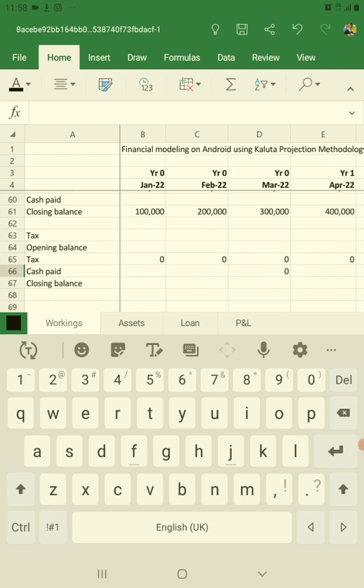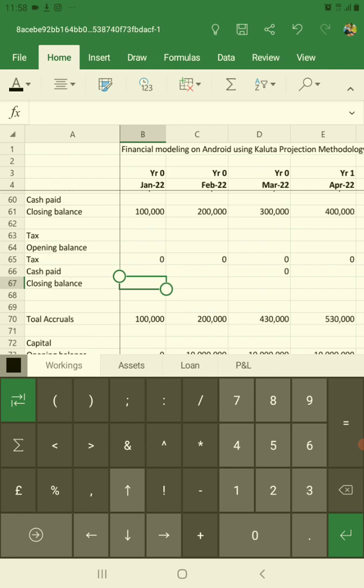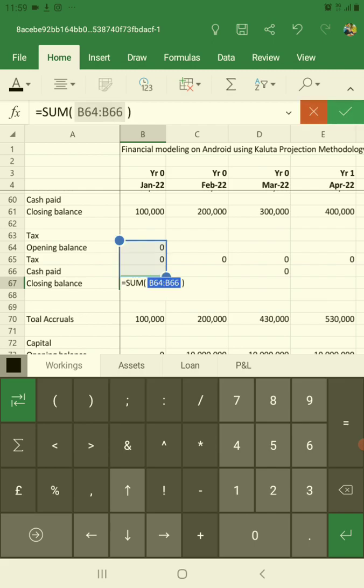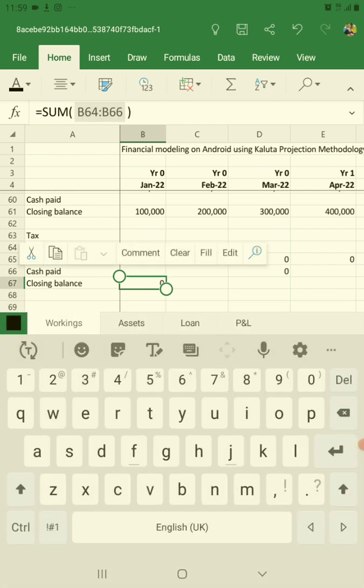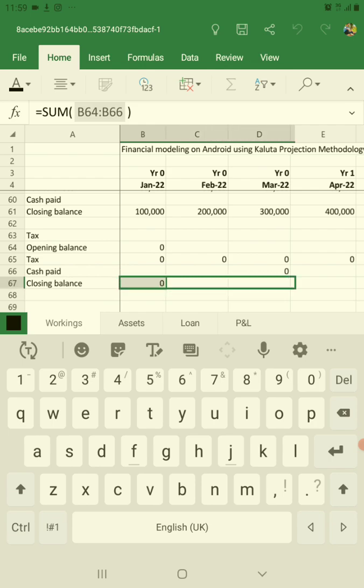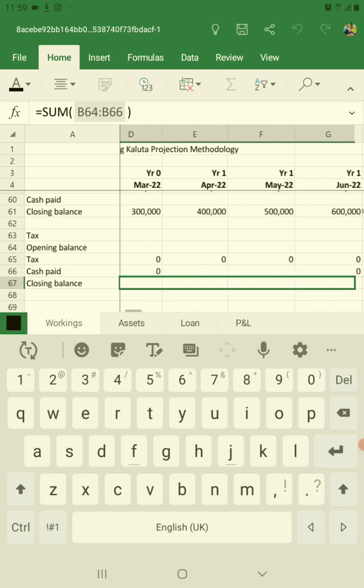Now let us put the formula for closing balance, which will be the summation of opening balance plus tax minus cash paid. And because the cash paid is negative, the closing balance is just the summation of all. Let me put 0 here, so that when I put the summation formula here, it will pick all of them. So that is the summation formula. I tap to fill it throughout our projection period.